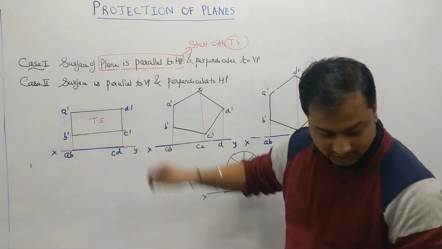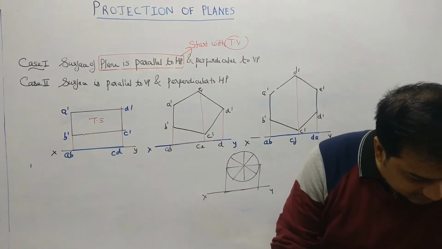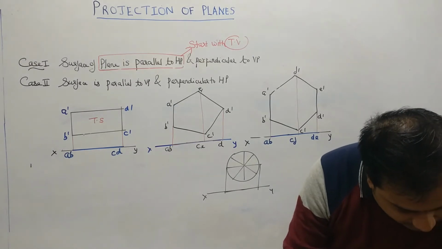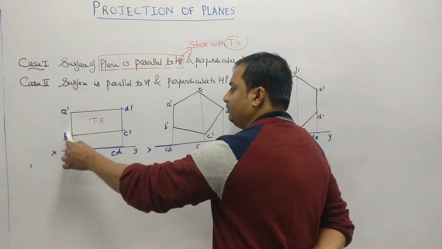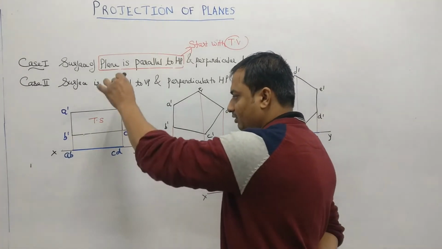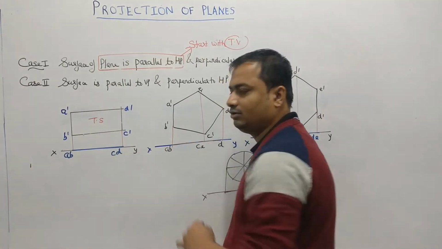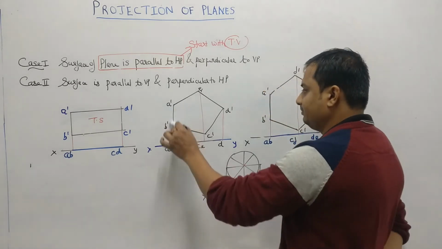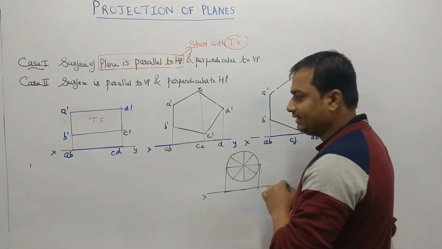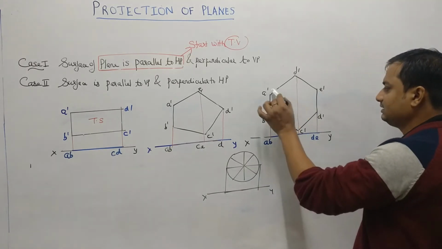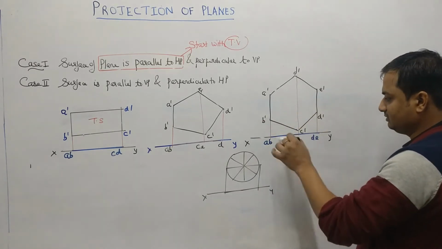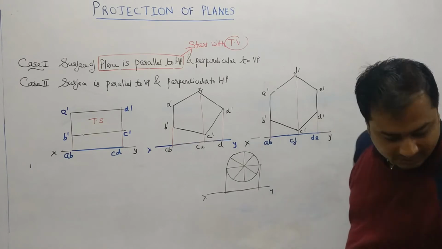Now the surface is parallel to VP. So one thing you have observed: first I have drawn the front view rectangle, then I have plotted the projectors, then I have obtained the top view line. First front view, pentagon, then projectors, then the top view line. First hexagon, front view, then projectors, then line. First circle, then that line.